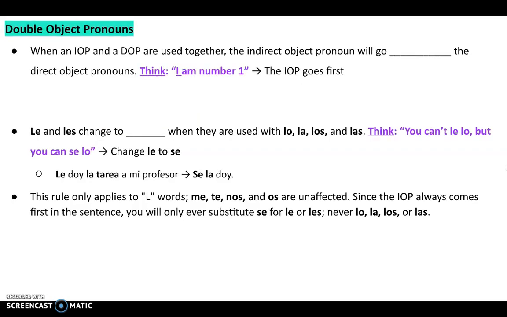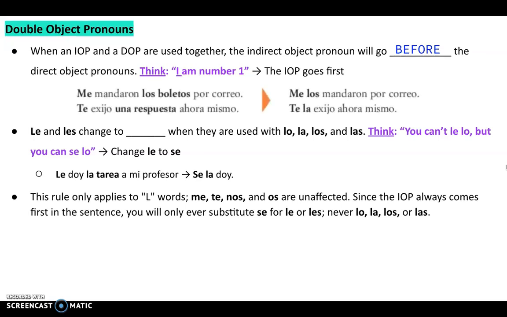Okay, so now the challenging part, having double object pronouns in a sentence. So sometimes we do need both used together in a sentence. So when an IOP and a DOP are used together, the indirect object pronoun will go before the direct object pronoun. So the way I always remembered it is I'm number one. So the one that's the IOP is the one that goes first. And then the DOP. They're never inverted. Sometimes they can be split. Kind of unusual, but it can happen. But the IOP will always go first.